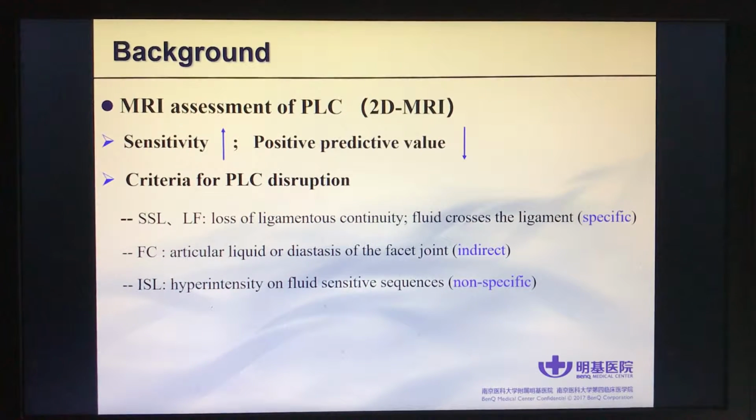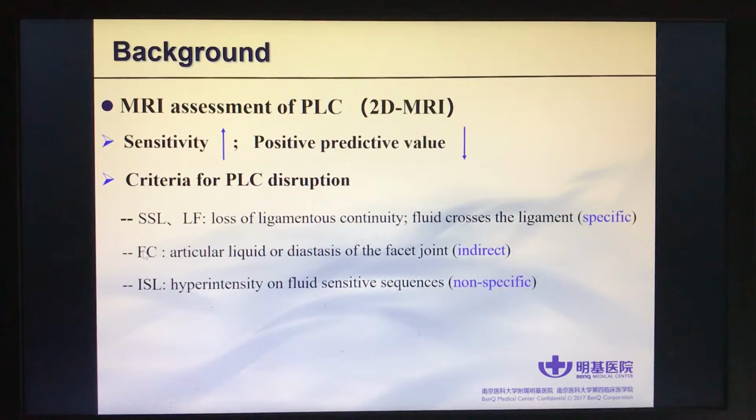Normally, ligaments show low signal intensity on all MR sequences. The loss of ligamentous continuity or fluid crossing the location of the ligament are specific signs of ligamentous disruption. Remarkably, this was the exact criteria used for diagnosing SSL and LF disruption in most published articles.